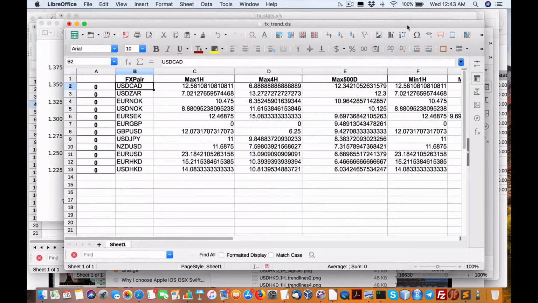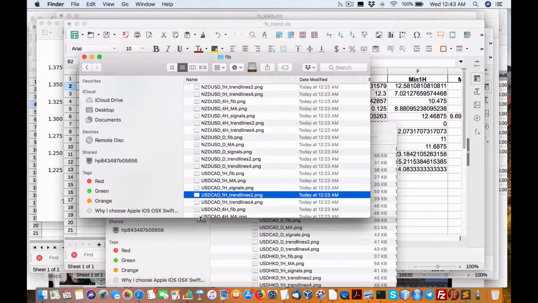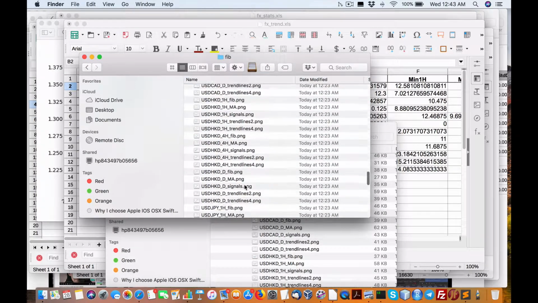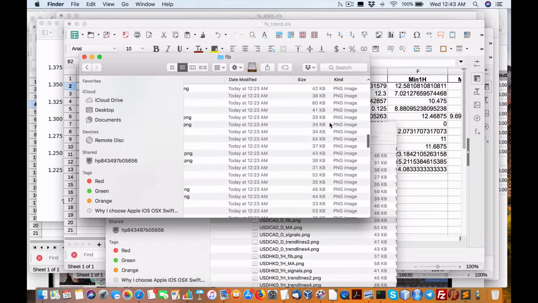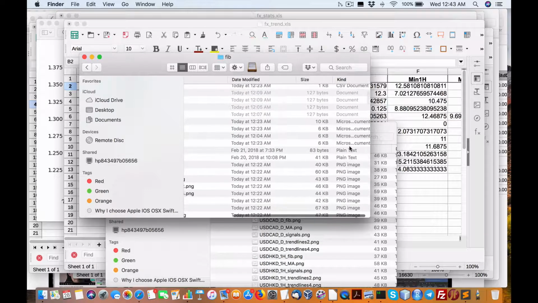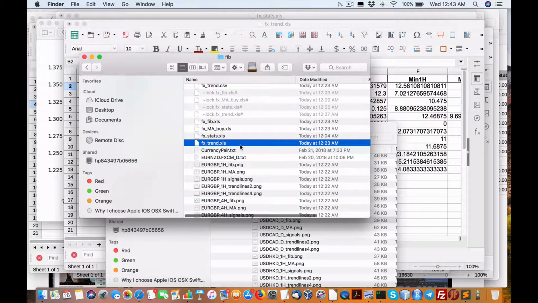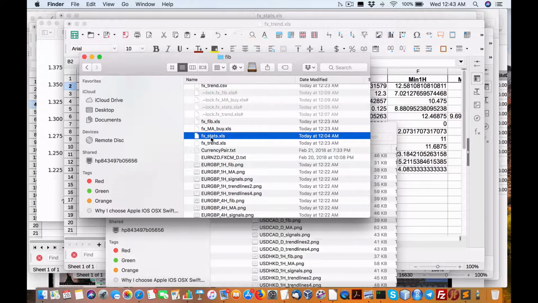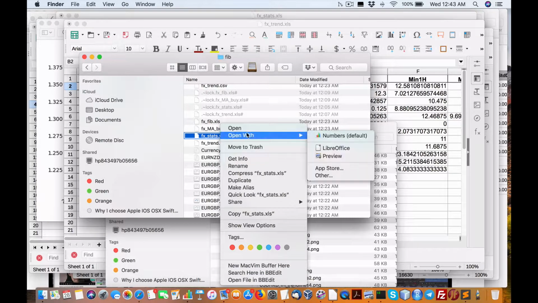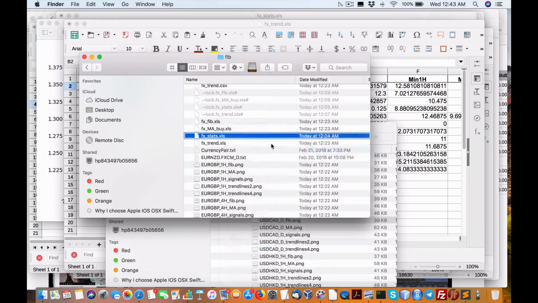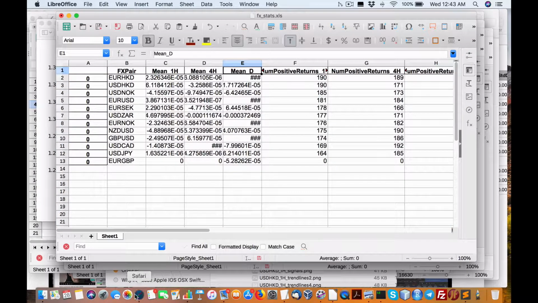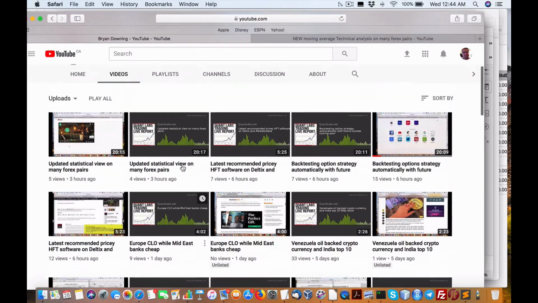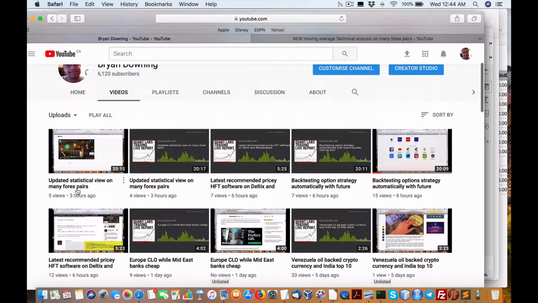So with that in mind, we can now look at other Excel files, if I can find them. Let's see, we are looking for Excel right here. Okay, so using that, we have a number of ways of confirming that. Let's say we look at the stats on the same data set, same time periods. Now, if you watch this video I put up earlier, updated statistical view on many forex pairs, this is to confirm my theory.